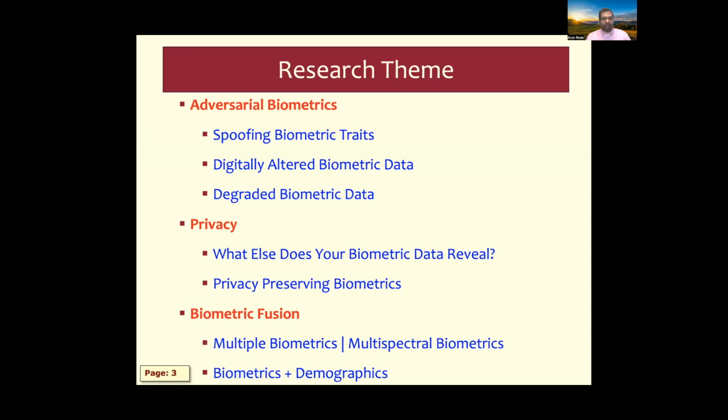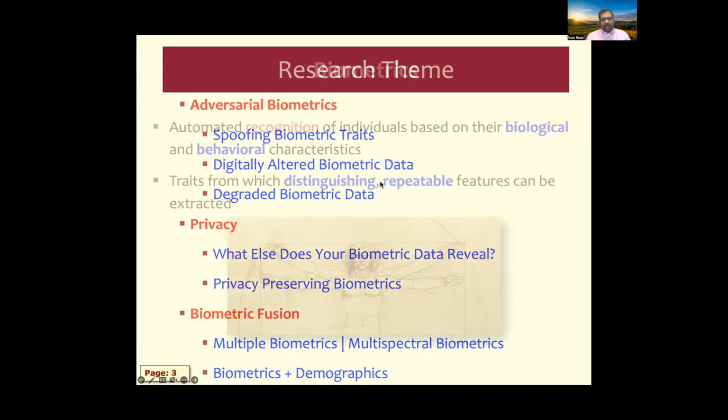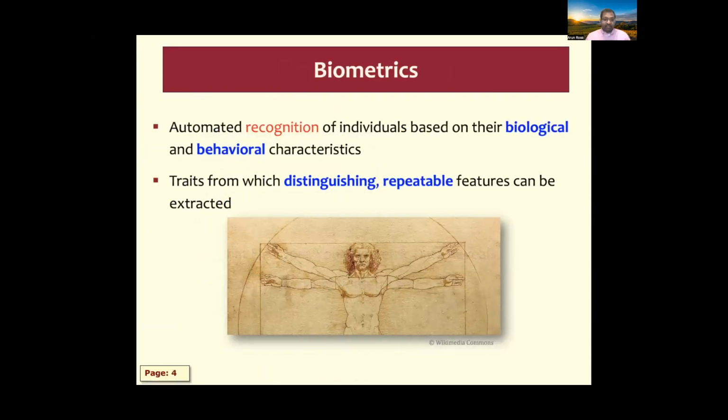So well done, Adam. So the research theme for our lab is across multiple topics and certainly focused on biometrics. And so in the context of biometrics, we are looking at 3 themes. One is adversarial biometrics, the other one is privacy, and the third one is fusion. And we all know what biometrics is as far as definitions are concerned: the automated recognition of individuals based on their biological and behavioral characteristics.